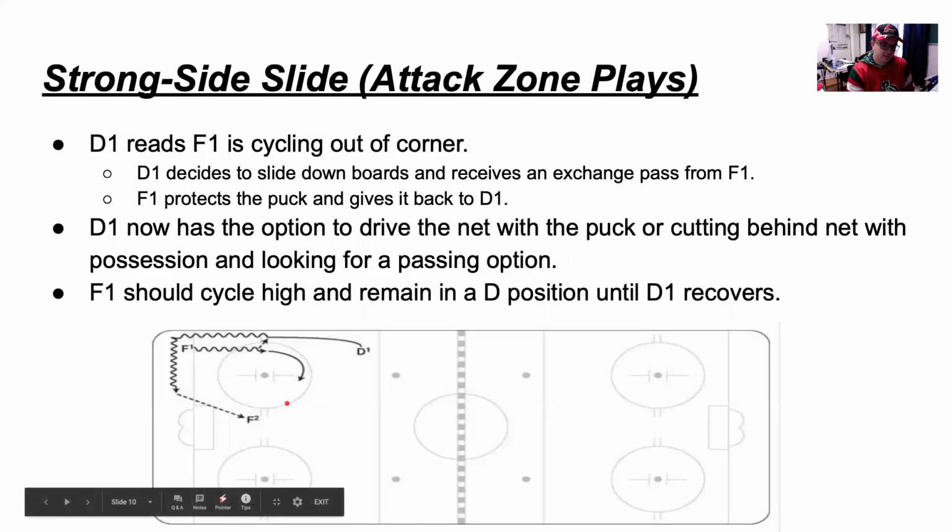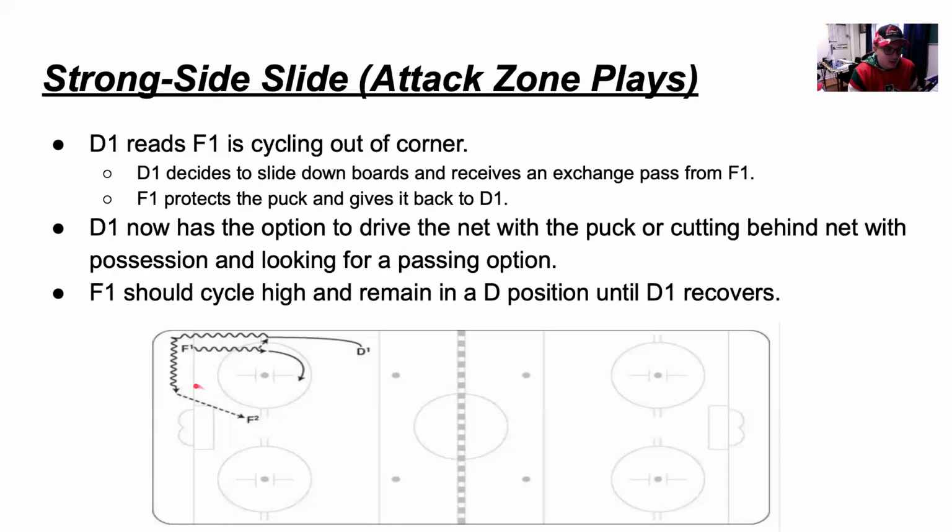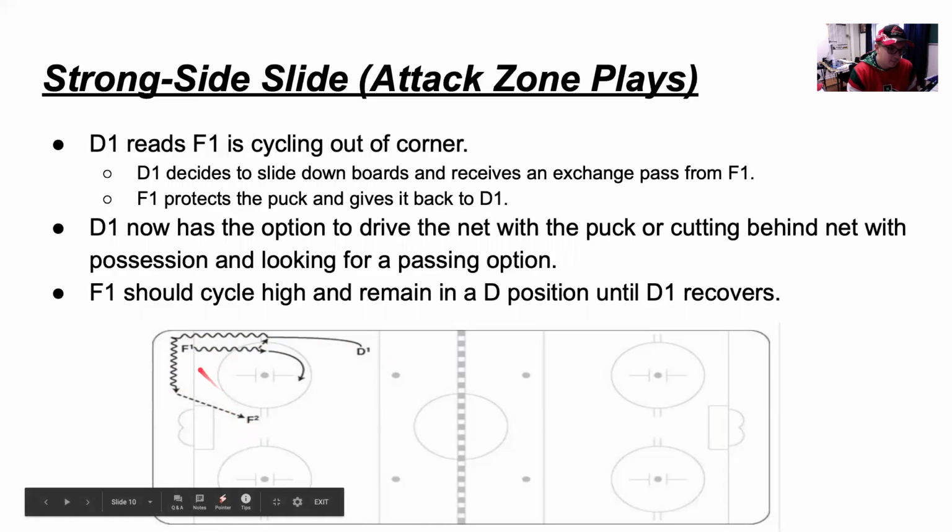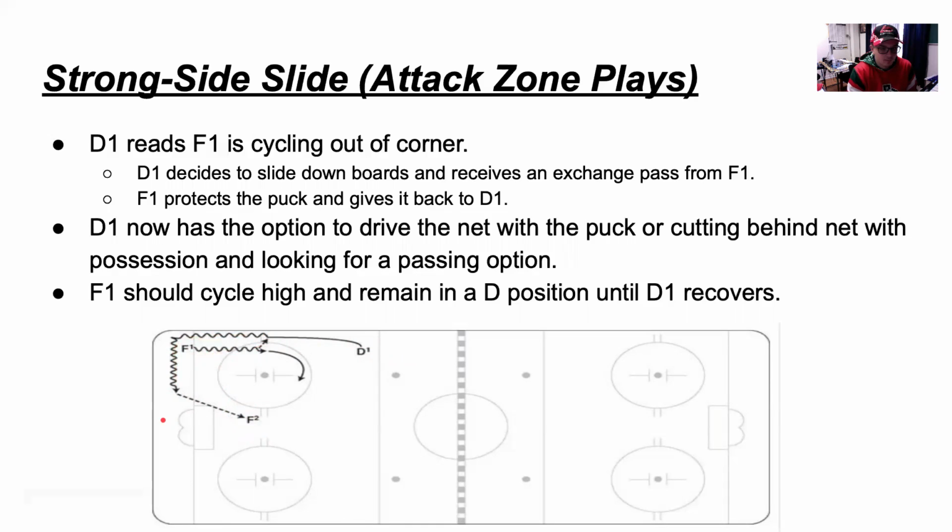So let me show you this, okay? So D1 reads that F1 is going down low, or excuse me, D1's acknowledging the fact that F1's carrying out the puck. So when F1 does that, D1 needs to make sure he or she's getting down. F1's going to make that little pass over here. D1's going to come down low with the puck. So D1 has the option to drive that net with the puck, make that shot, and then F1 and F2 dig in. Or D2 could get that puck, come down in, make that quick pass to F2, F2 slams it home.